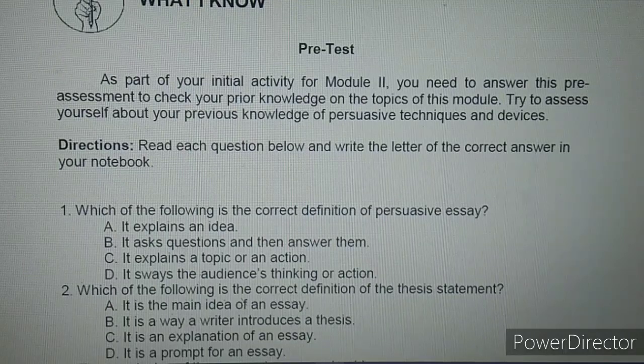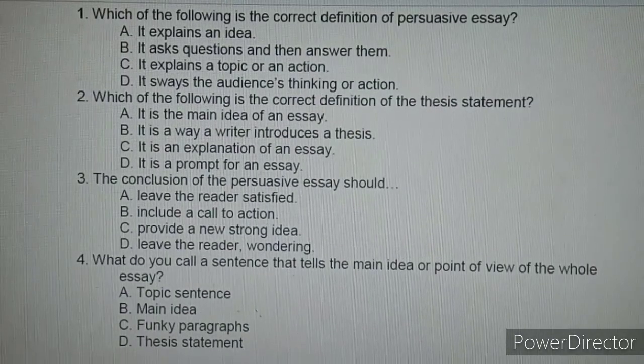Number 1. Which of the following is the correct definition of persuasive essay? A. It explains an idea. B. It asks questions and then answers them. C. It explains the topic or an action. Or D. It sways the audience's thinking or action. The answer for number 1 is letter D.